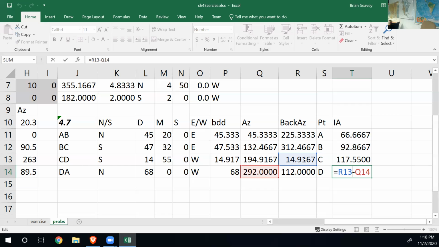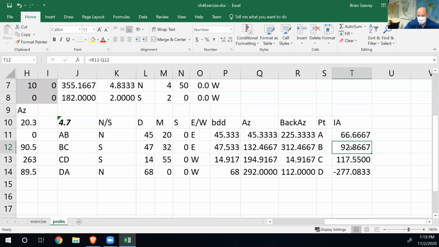So 360 minus makes sense. So I need an if statement saying that if I subtract them and it's less than 0, I need to add 360, because I'm going the other way. So let's do that. I'll add that one to it. So I can start back up at the top. Well, I'll start at B anyway, and I'll put that if statement.